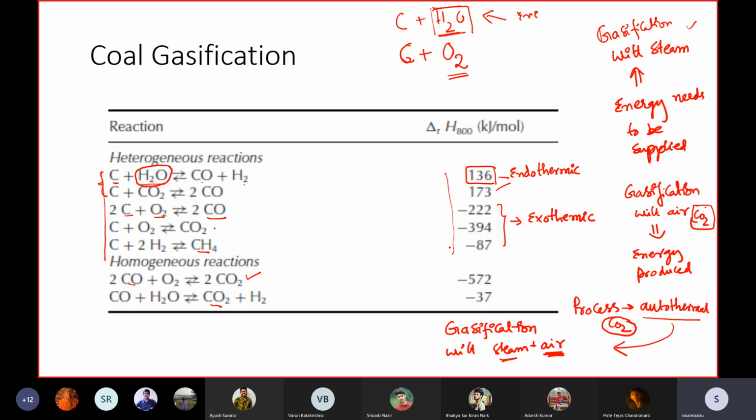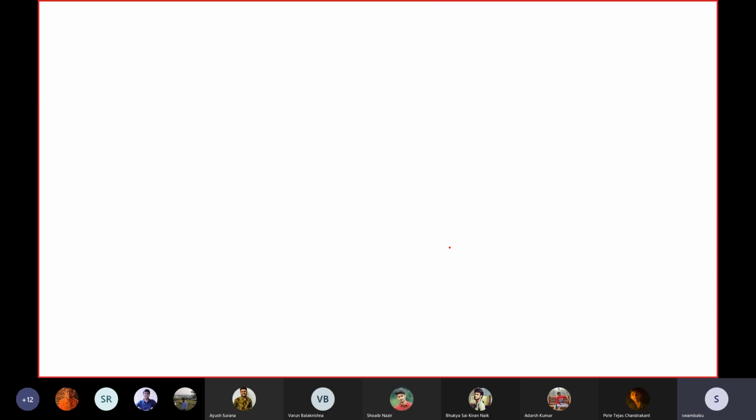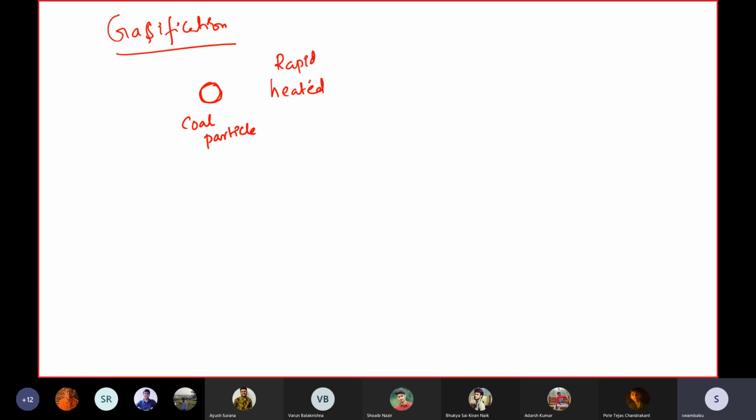So how do we do the gasification in a commercial gasifier? Now, as I said, in the gasification, the coal particle needs to be heated rapidly. Rapid heating, maybe that's a better word.